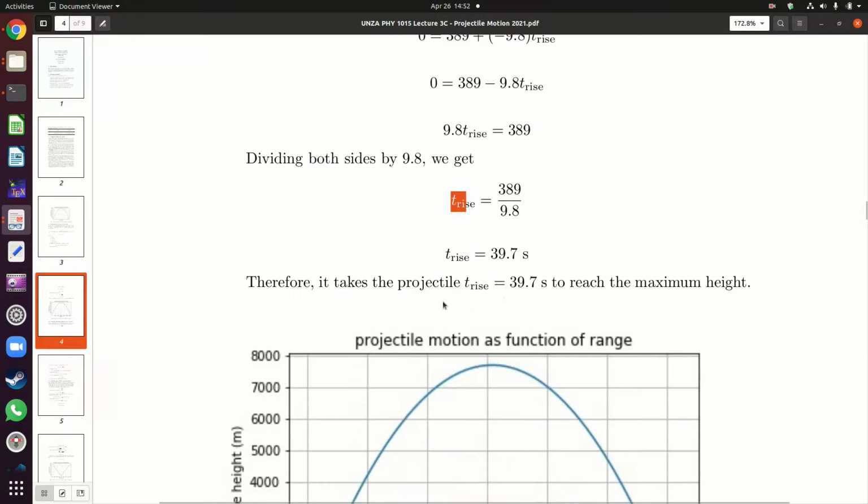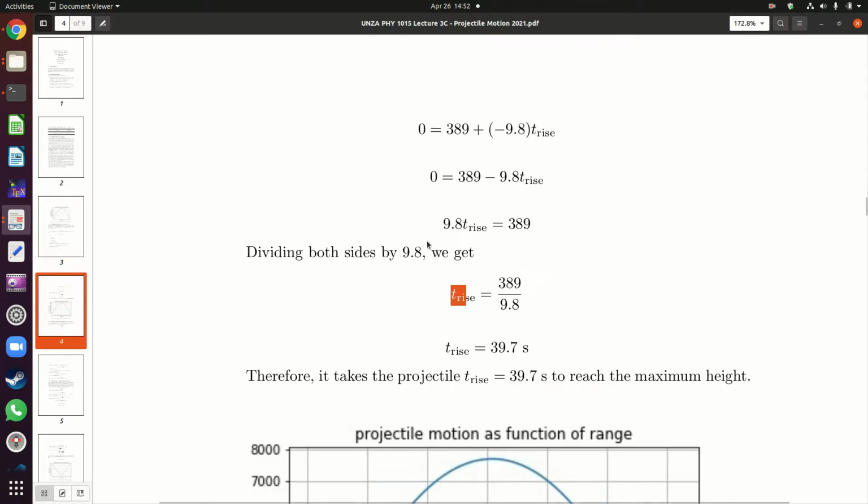So in this case, it takes our projectile 39.7 seconds to reach maximum height. Are we clear? We are only concentrating on what's happening in the y direction. We forget about what's happening in the x direction. So for our projectile to reach maximum height, it will be 39.7 seconds, which is close to 40 seconds. So you can just approximate it as 40 seconds.